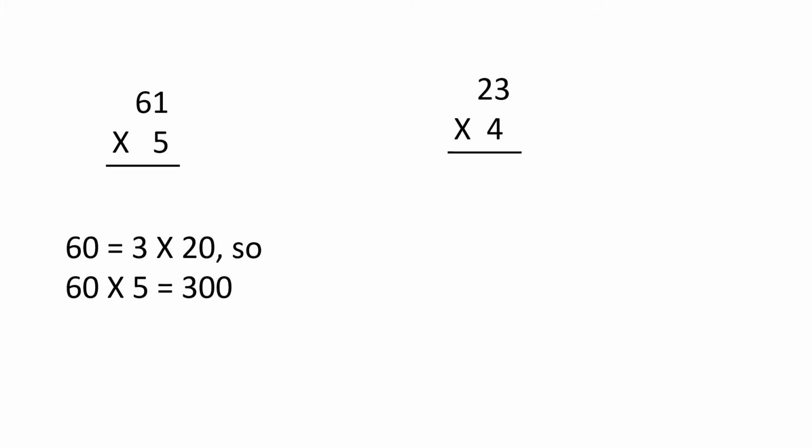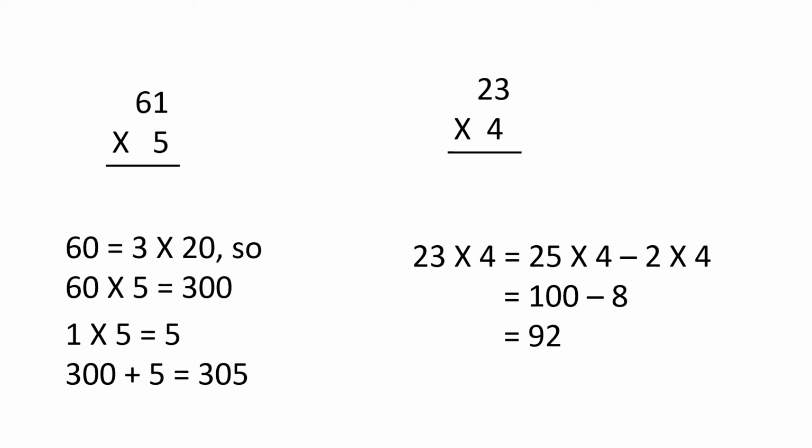61 is 3 20s, so 300, plus 1 times 5 makes it 305. 23 times 4 is 25 times 4 minus 2 times 4, which is 100 minus 8, which is 92.